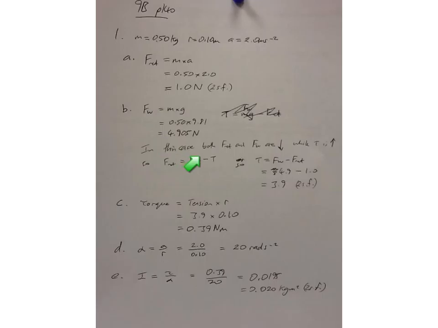In this case, both the net force, or the unbalanced force, and the weight force are downwards, while the tension is upwards. So we can write an equation like this. The net force is going to be the weight force, take away the tension force in the string. Rearranging and solving for T then, we can prove that it's going to be 3.9 just by subtracting the net force away from the weight force, as follows.